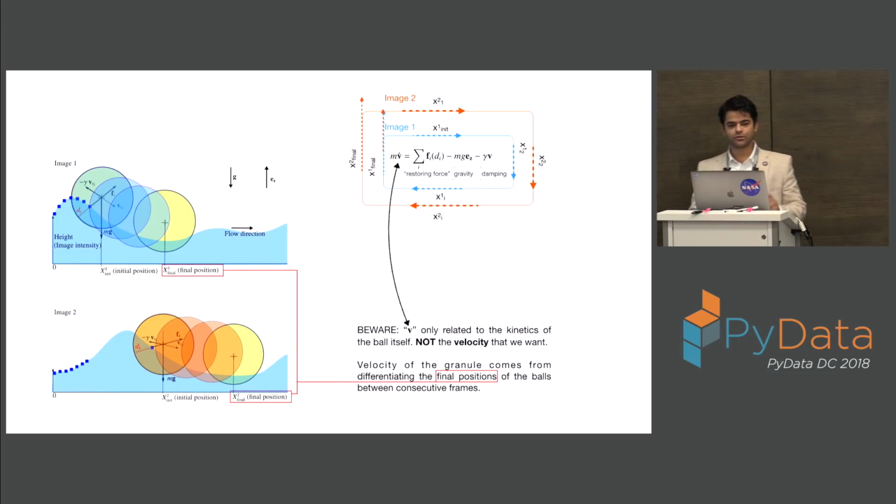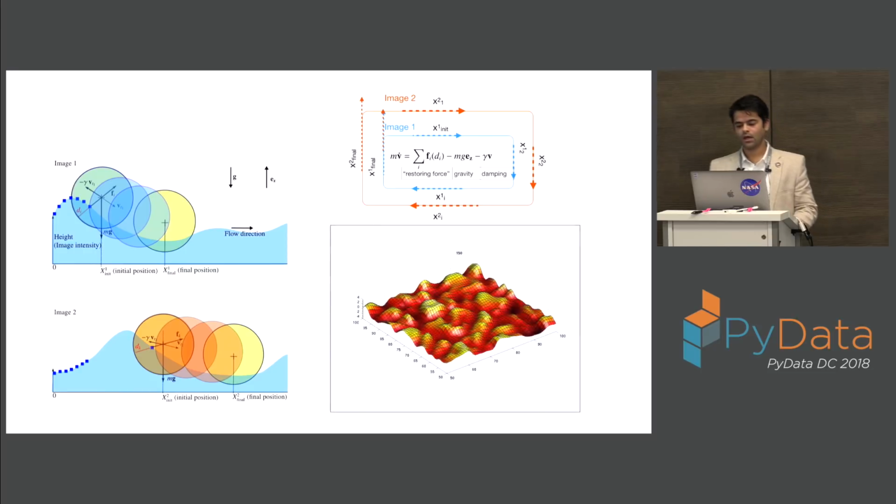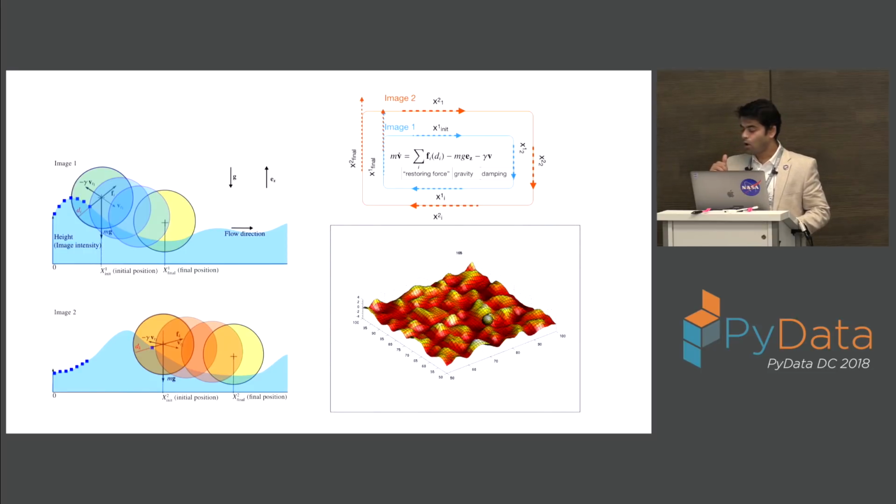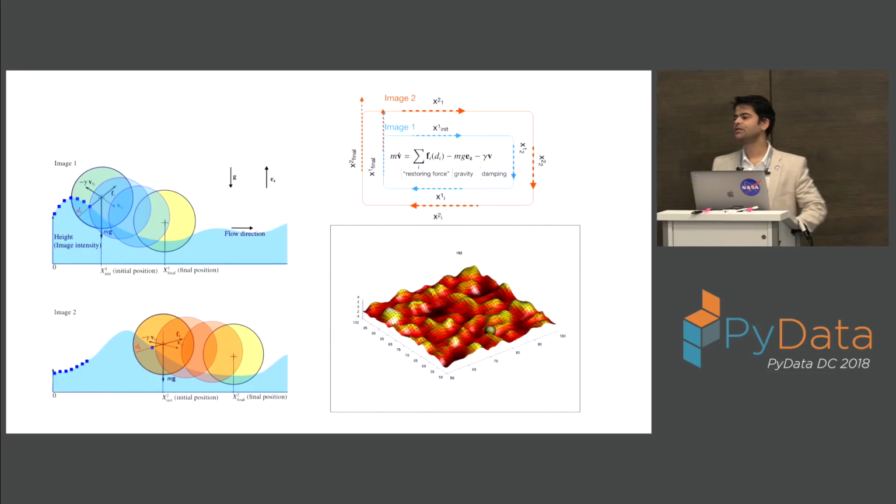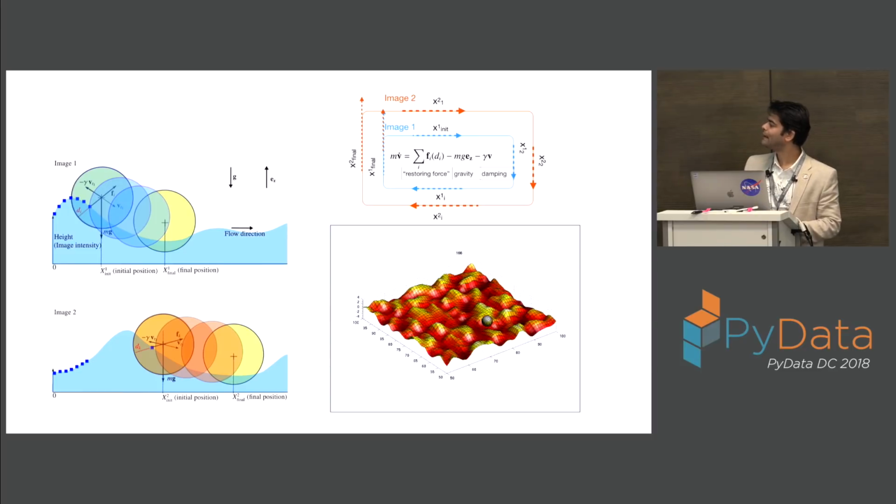Beware that we are interested not in the velocity of the ball in that equation. We are actually interested in the final positions of the ball, and the velocity we're looking for is the one you get from differentiating the final positions of the balls. Here is an illustration of how one ball behaves in this carpet full of bumps.